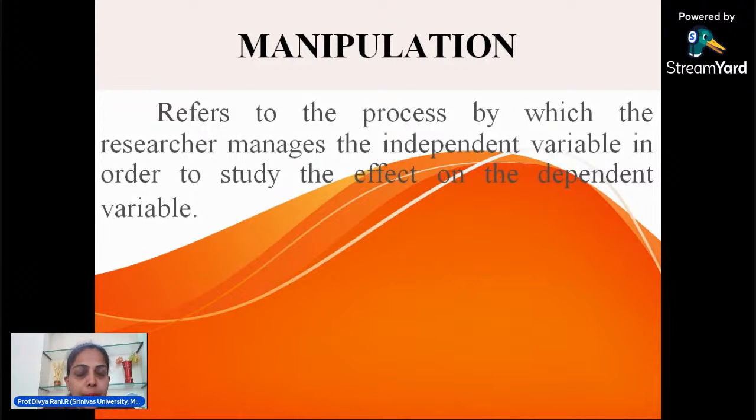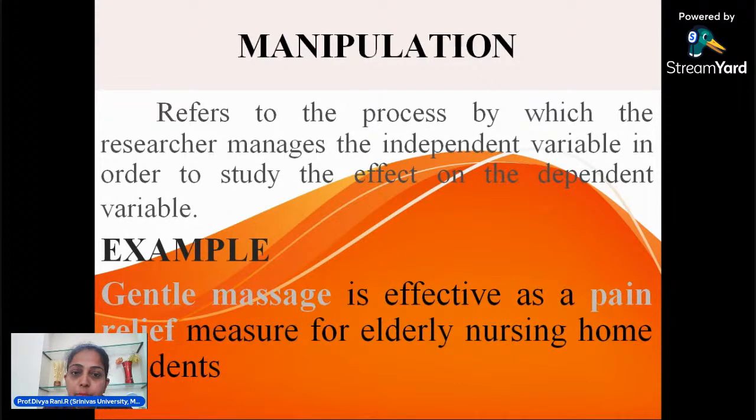If you are manipulating the independent variable to check the effect on the dependent variable, you call it manipulation. Now, if you want to know the effect of massage in reducing pain, the massage will be the independent variable and the pain will be the dependent variable. You are using the technique of massage and manipulating that independent variable, so you are causing an effect on the pain. That is called manipulation. Next slide.